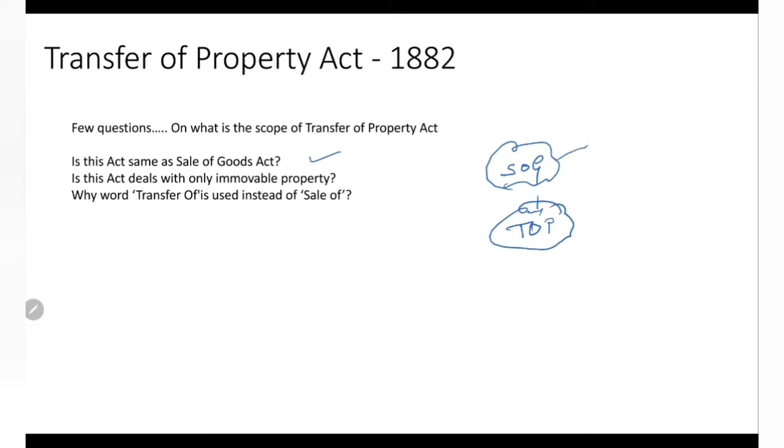Someone told me that the Sale of Goods Act deals with only movable goods, and the Transfer of Property Act deals with immovable goods. What is movable and what is immovable, we will talk about that. I hope you are already aware of this. Immovable properties, at a high level, are things like a building or land, which cannot be moved. Movable properties are like a vehicle, which can be moved from one place to another. So the Sale of Goods Act deals with movable, and the Transfer of Property Act deals with immovable goods.